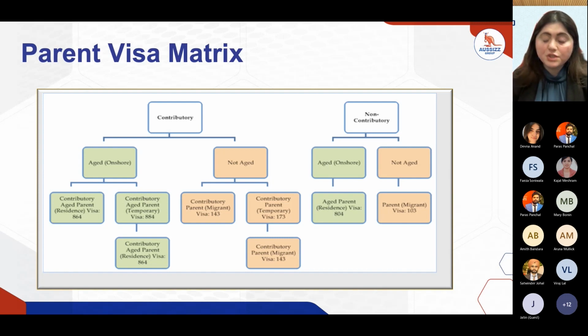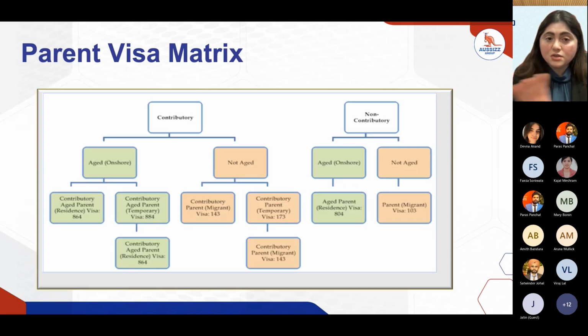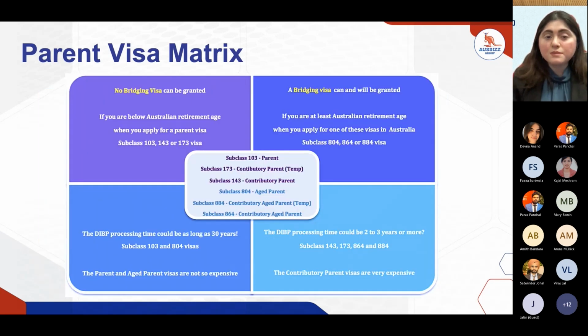One is the aged one and one is not aged. So the aged parent visa is subclass 804, and the normal one, the one which is not aged, which doesn't matter how old your parents are, you can lodge the 103. Okay. This is another matrix. Why I have divided into these two matrices is just to clearly differentiate between the contributory and non-contributory and aged and not aged. Now, this matrix is about which visas you get the bridging visa.